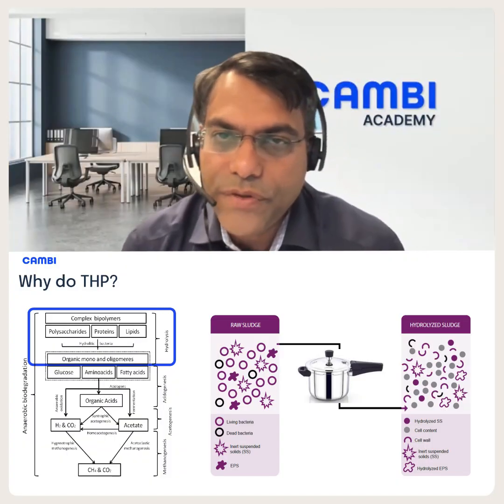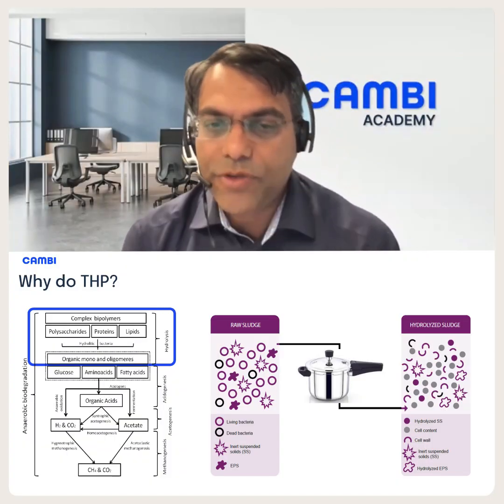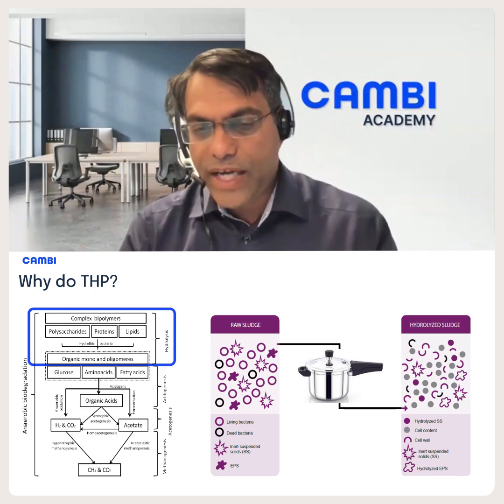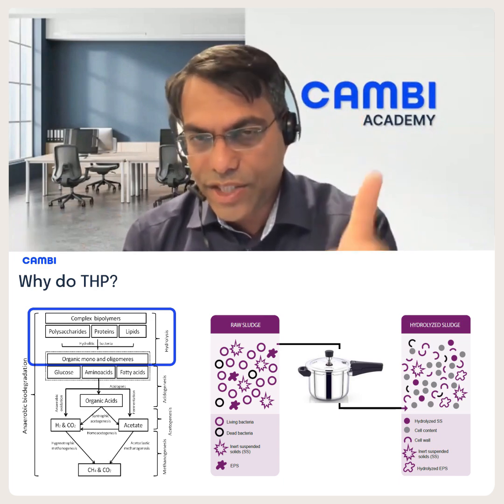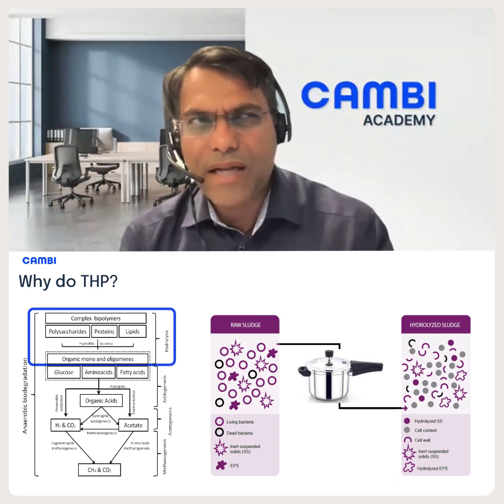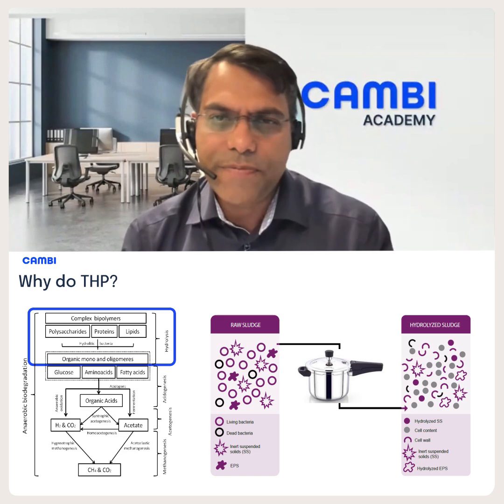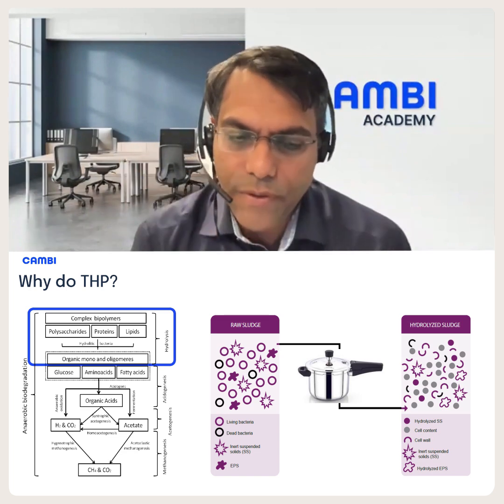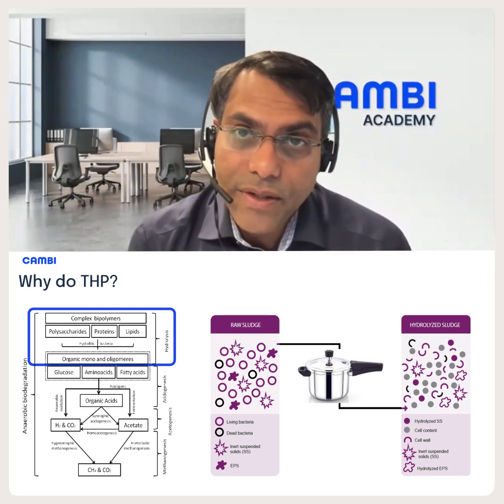The whole objective of using CAMB THP is to break down complex biopolymers. And where do you find them? Waste activated sludge is one of them. A lot of plants usually don't want to go for a full THP. They basically divert the primary flow, but also bio waste.